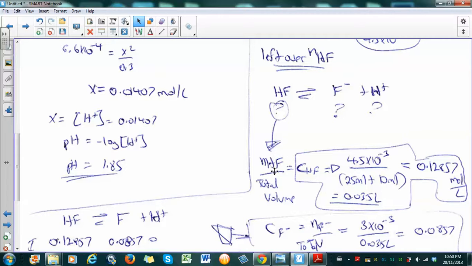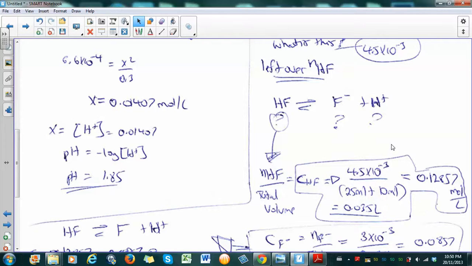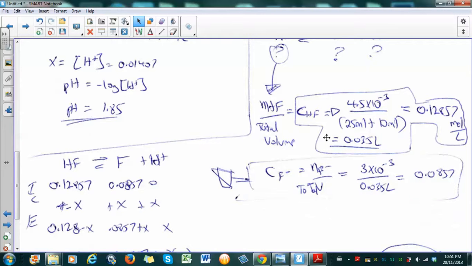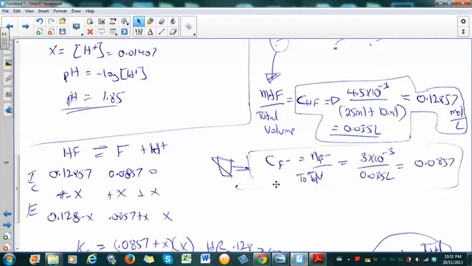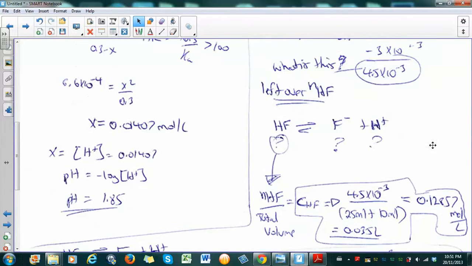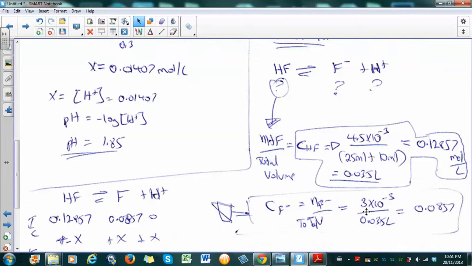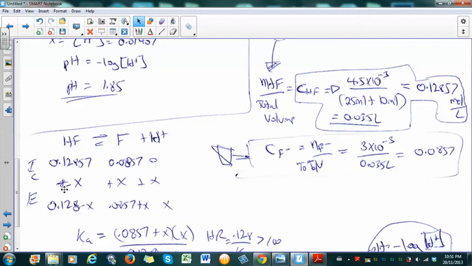Well, it's just moles over volume, and we know the moles of acid left over was 4.5 times 10 to the negative 3, and the volume is 25 mL plus the 10 mL added, and that's 0.035 liters. If you do that division, you should get 0.12857. So that's the concentration of HF. Now we need the concentration of F minus. The concentration of F minus is the moles of the base, so it's 3 times 10 to the negative 3 divided by the same total volume, and you get that number.